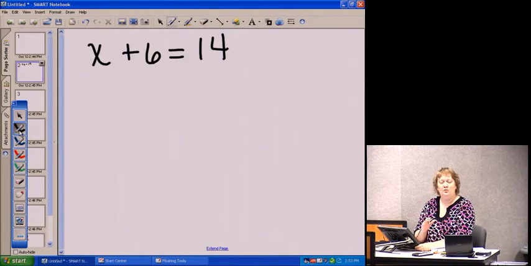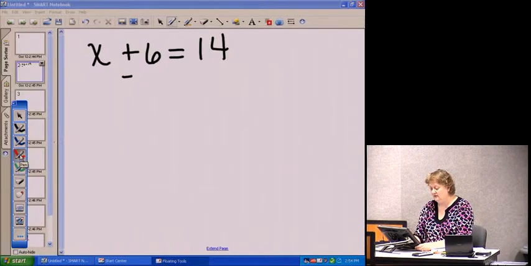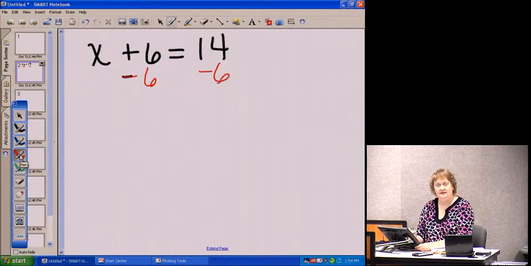And again, we're working in reverse of the order of operations. We have a number x. What do we add to x? 6. And that gives us our answer, which is 14. So how are we going to go backwards from this and undo that? Well, we're going to do the inverse, which is to subtract 6 from both sides.